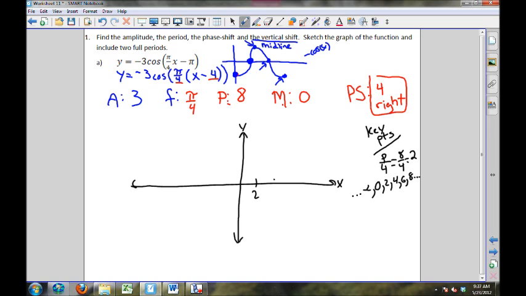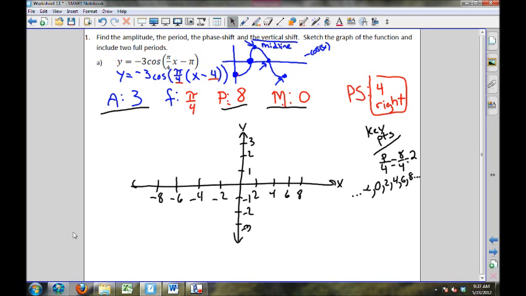So 2, 4, 6, 8, which would be 1 full period. And if I want a second period, I can go back, negative 2, negative 4, negative 6, negative 8. For the y-axis, I need to consider the midline and the amplitude. The midline is at 0, and the amplitude needs to go up 3 units and below 3 units from that midline. So I'm going to have to go up 1, 2, 3 units above that midline, and down 1, 2, 3 units below that midline.